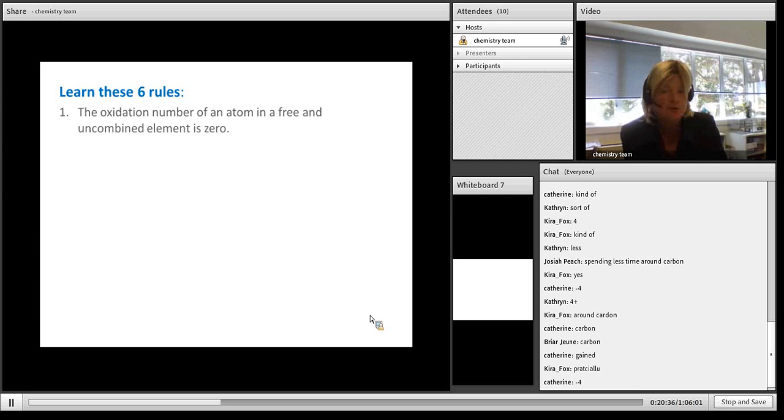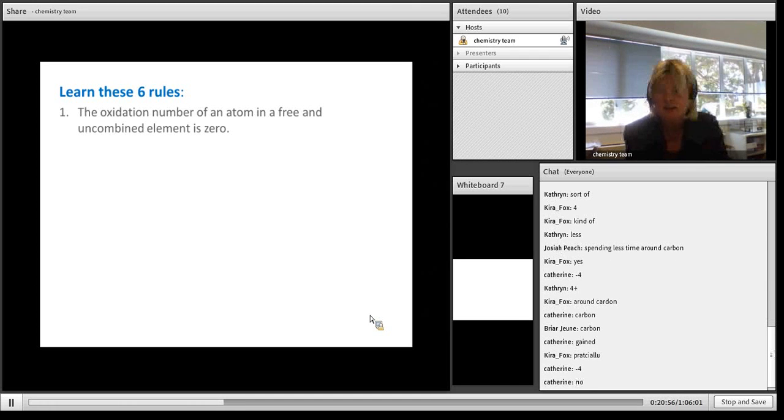And the first rule is, if you've got an element by itself, and it has to be in a neutral form, it can't be like a magnesium ion, the oxidation number will be 0. So if I've got magnesium metal, for example, the actual metal, it's neutral, I've got that piece of metal, any magnesium atom in that metal has got an oxidation number of 0. What about hydrogen gas? Is hydrogen gas by itself? Is it neutral?